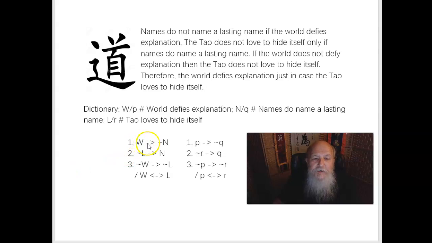So the first premise is W, if W then not N, which is then P then not Q. The second premise is not L then N, which becomes not R then Q. The third premise is not W then not L, which becomes not P then not R. And the conclusion is W if and only if L, which becomes P if and only if R. So you can see how it can get confusing with the constants and variables, so you can check yourself by looking back at your little dictionary if you use this as a bookkeeping method.